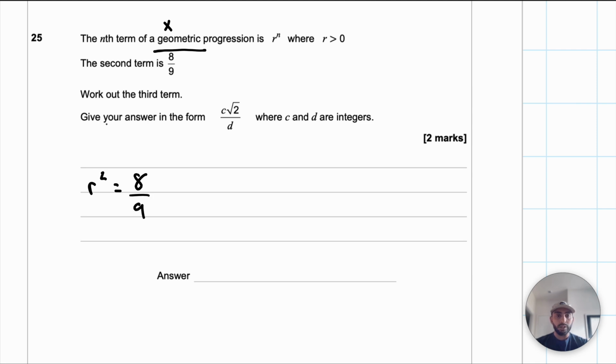Work out the third term. Give your answer in the form c root 2 over d, where c and d are integers. Let's first work out what the first term would be. If I substitute 2 in, I get 8 over 9. How could I find r to the power of 1? I need to find the square root of this.